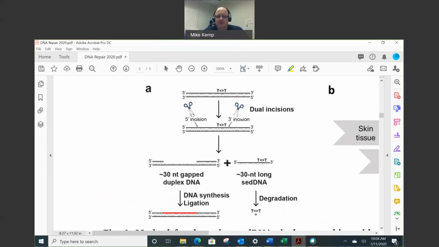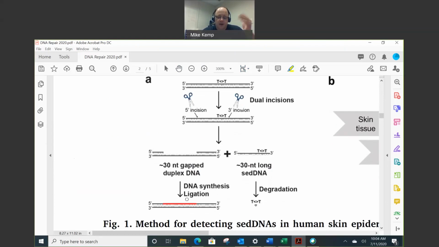So there are enzymes that make what we call incisions, where they cut the damaged strand of DNA, this top strand here, and essentially release that damage in the form of a small DNA, about 30 nucleotides in size. That leaves a gap in the DNA that can be filled in by using the corresponding template for DNA synthesis and then ligation to fill in that gap that gets generated.